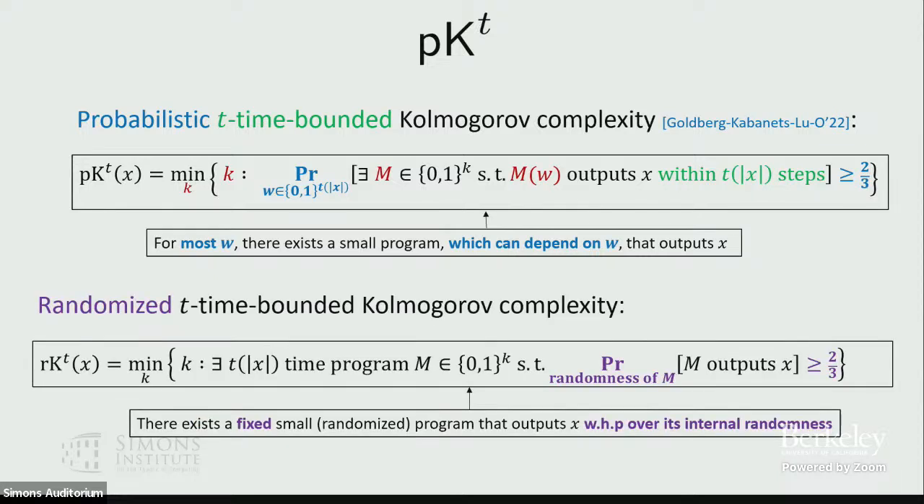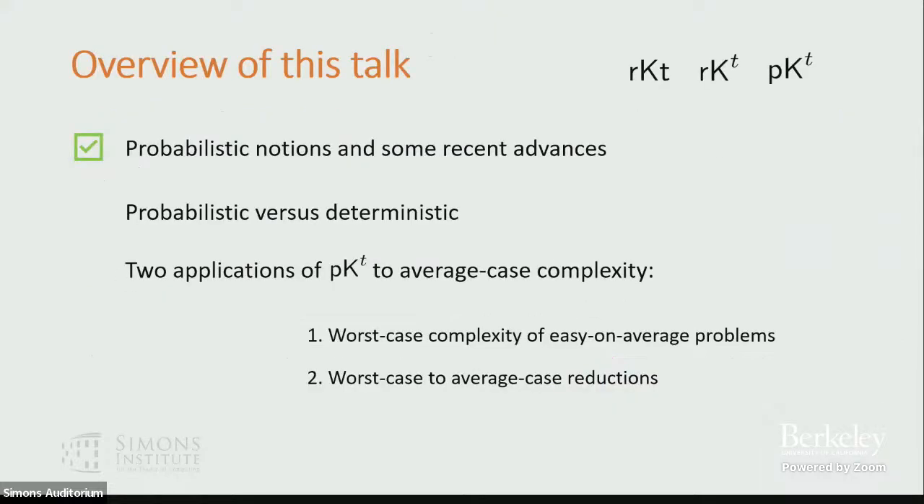Just to contrast with the randomized notions we introduced before, there we had a fixed randomized program that generated a string with high probability. So this is more like Chaffee's pseudo-deterministic notion. But in PKT, we switch the quantifier. So for most choices of the randomness, there's a small encoding. Okay, so that finishes the overview of this notion.